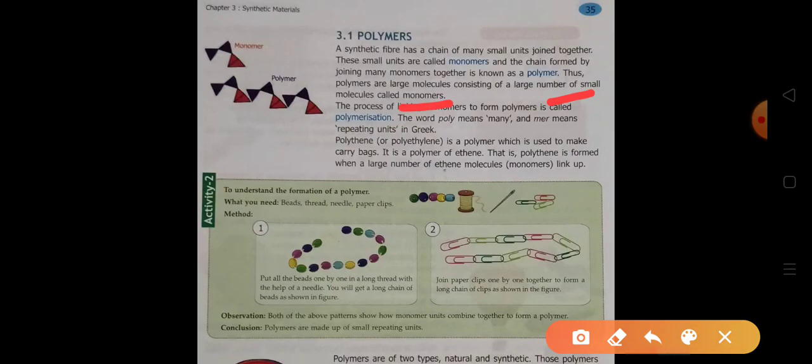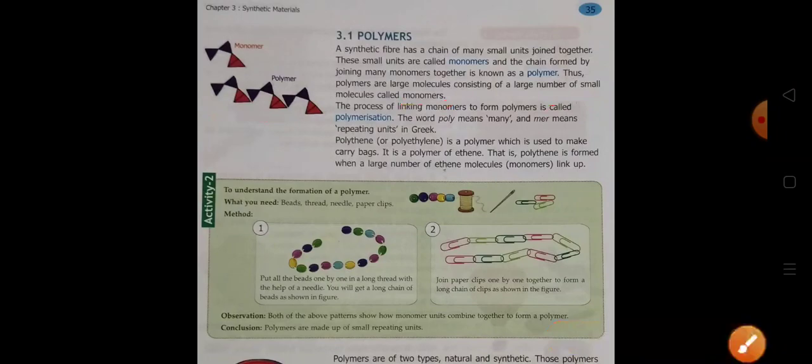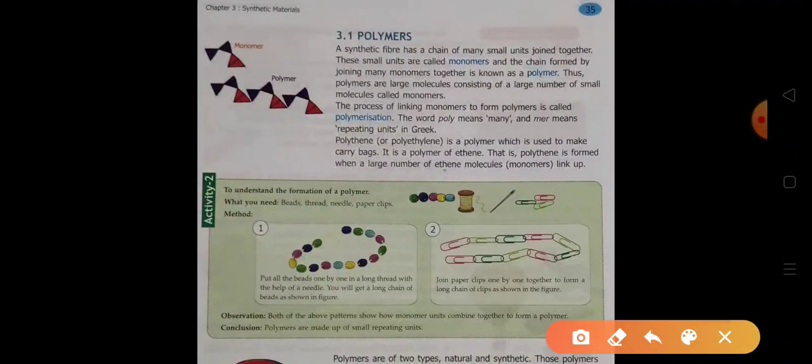So polymers are chains of monomers, and the process of linking, that means joining one monomer with another monomer to form a long polymer, is called polymerization. Now the word poly here means many, and mer means repeating. So many repeating units are there in polymerization. For example, we have polyethylene, which is a polymer used to make carry bags.